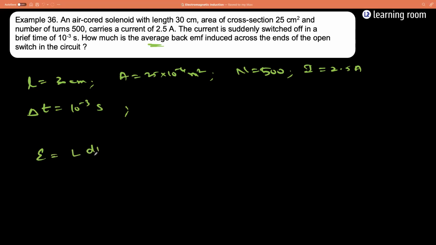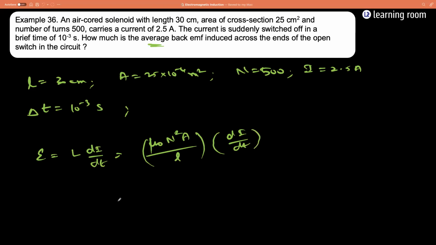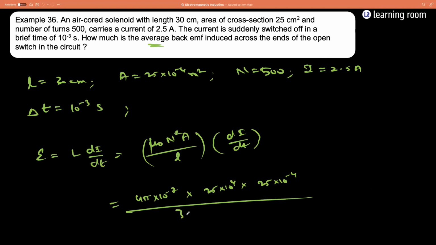So EMF is equal to L into dI by dt. So L is how much? Mu naught N square A divided by L, into dI divided by dt. So mu naught is 4π × 10^-7, into N square is 25 × 10^4, into A is going to be 25 × 10^-4, the whole divided by L is going to be 30 × 10^-2, into dt is going to be 10^-3. I think they combined everything at 0.3. The 30 × 10^-2 is 0.3. Yes, sir. Understood, sir. Okay.